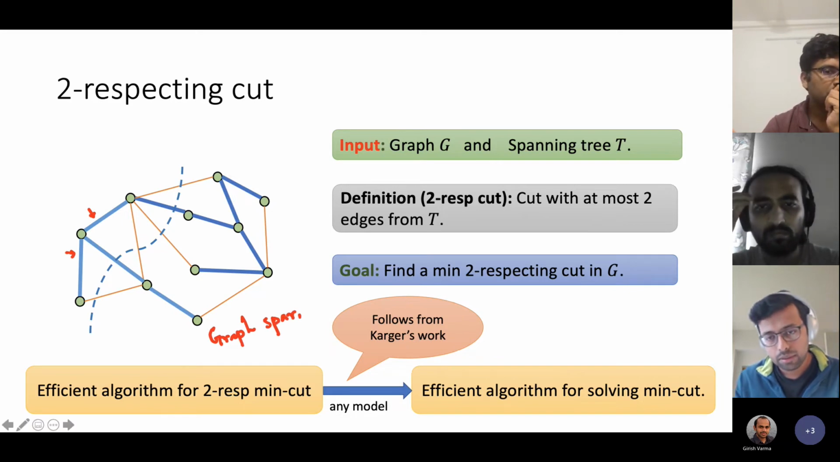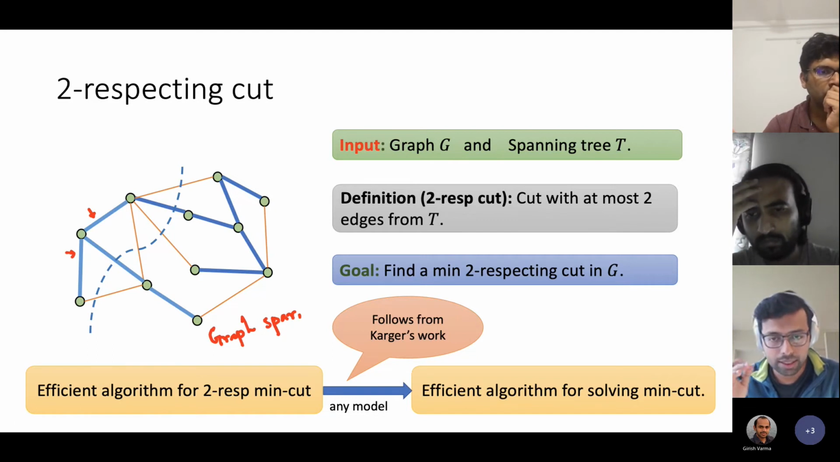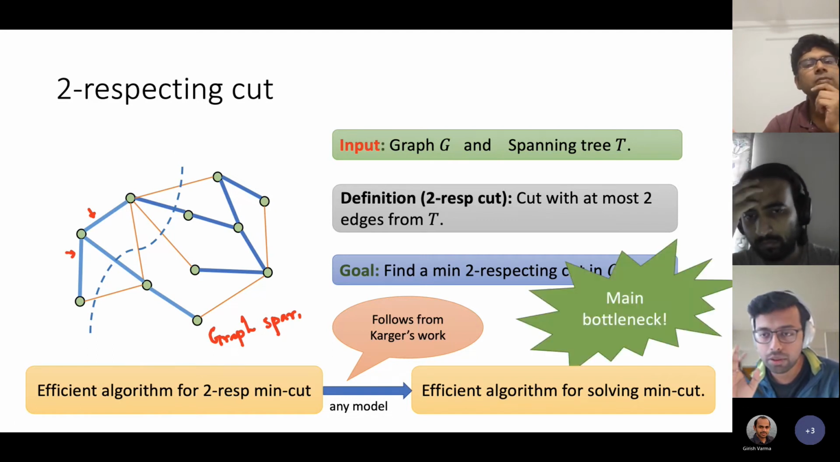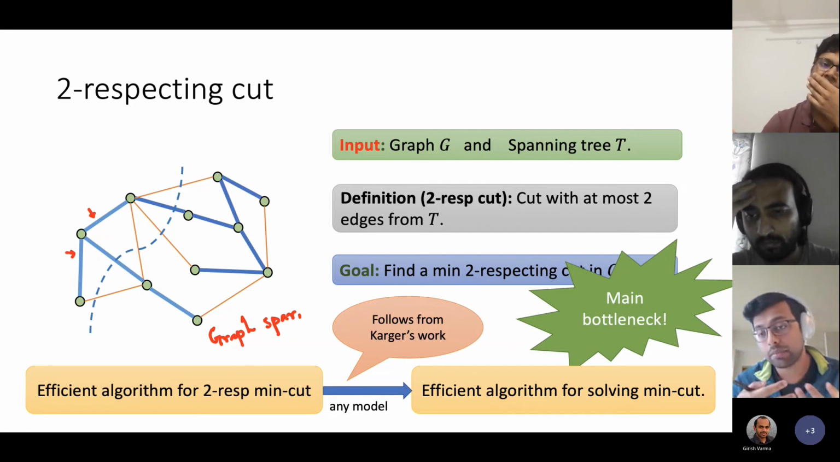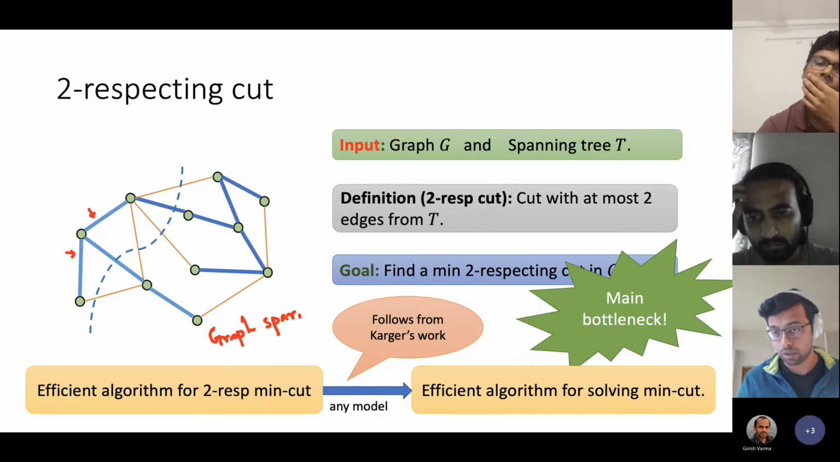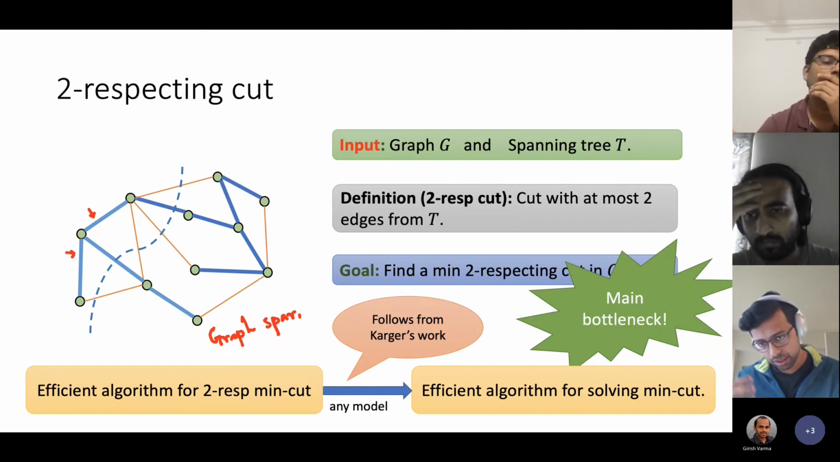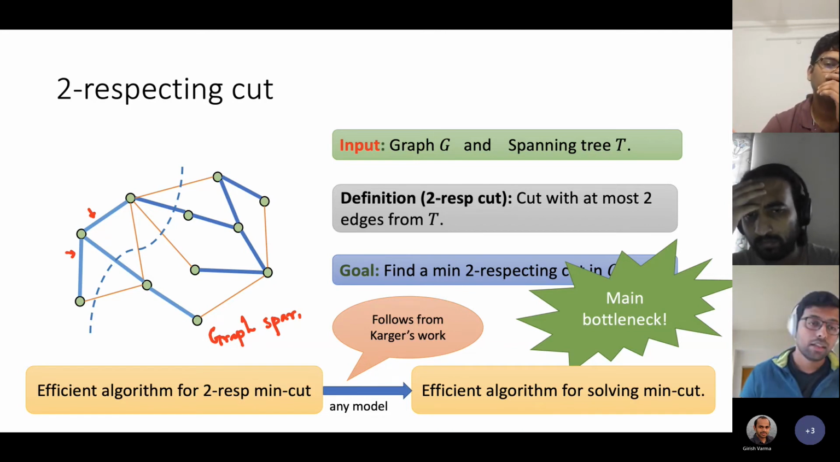Okay, and we have looked at it, and what we found out is that this is the main bottleneck. We do not know how to get a more efficient algorithm for the two-respecting min-cut than what is provided by Karger, and we do not know how to adapt Karger's algorithm into other models of computation. So this is where the innovation comes in: we have to design an efficient algorithm for two-respecting min-cut.